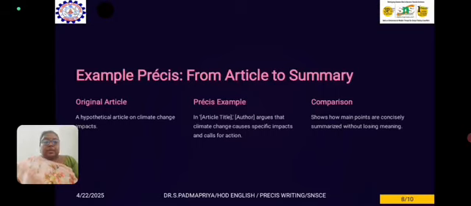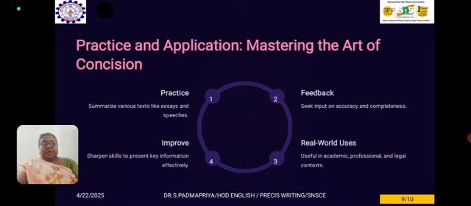In the précis, how you will write is: you put up the article title, then give the name of the author, and say that the author argues that climate change causes specific impacts and calls for action. So the content is in one single line. When you are making it precise, you have to give a detailed explanation, and then make up a comparison. If you make it like this, your process will be very effective.